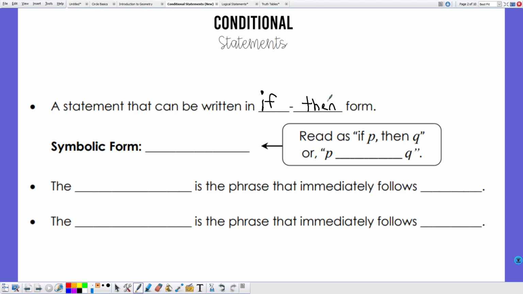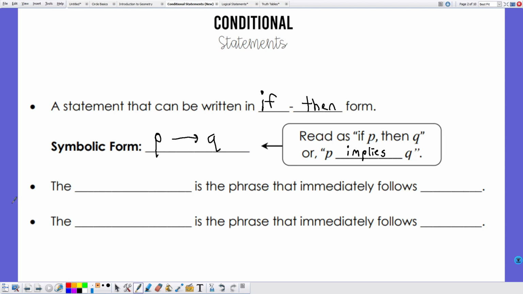So, symbolically, we write it out like this. If you have two statements, P and Q, we write it as P, a little arrow, and then Q. So if you see that arrow, it reads as if P then Q, or sometimes we just say P implies Q.